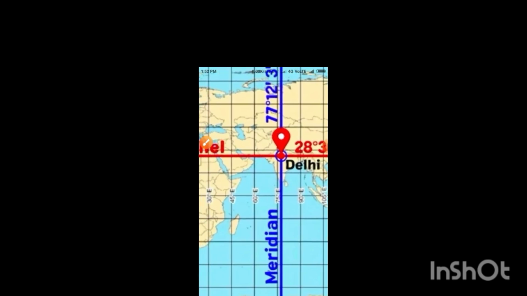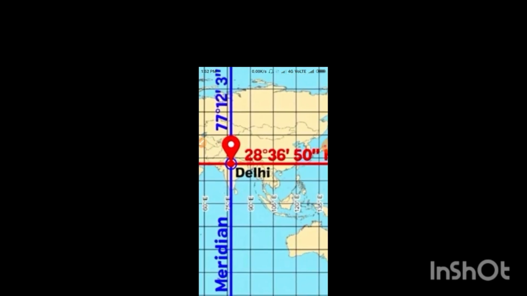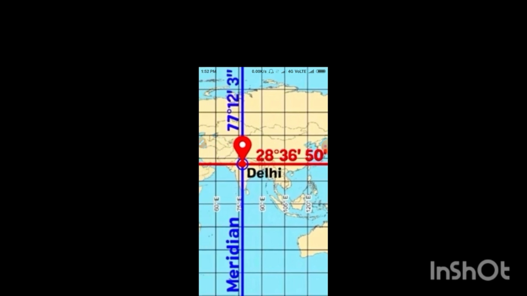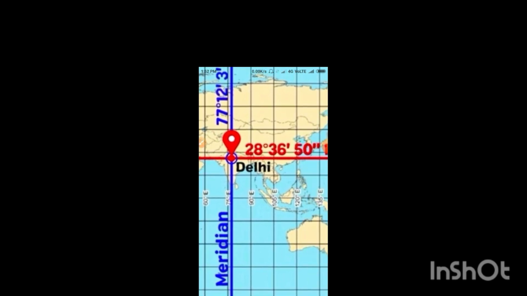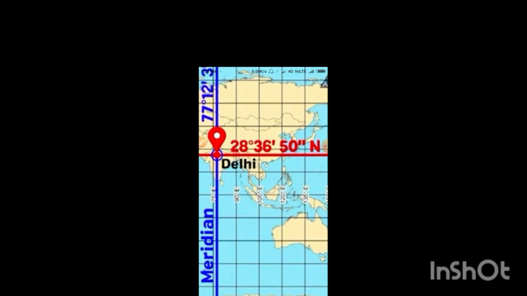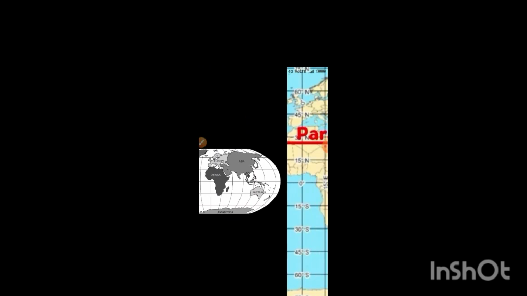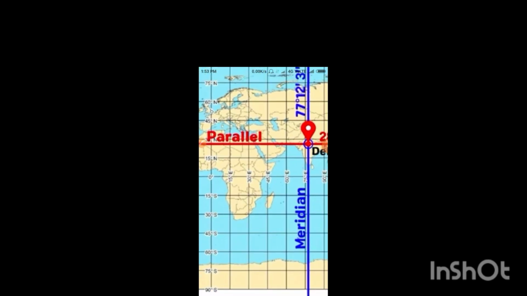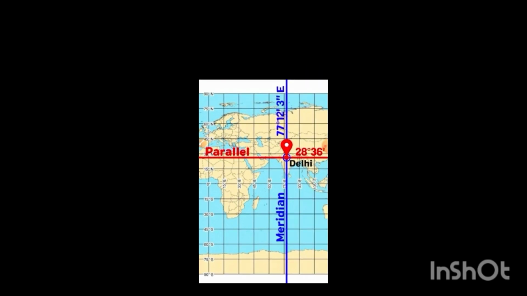In the figure you can see there's one parallel here, which we also call latitude, and there's one meridian here, which we also call longitude, and they both join here. You can see 28 degree 36 minutes 50 seconds. So how did we get this figure? It's written north here, so let's see where the north is. North is here.